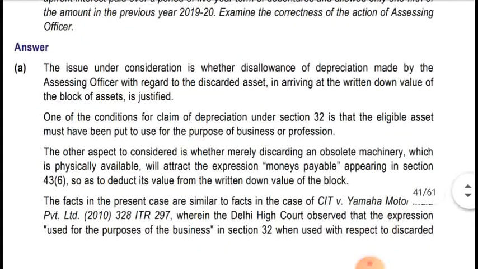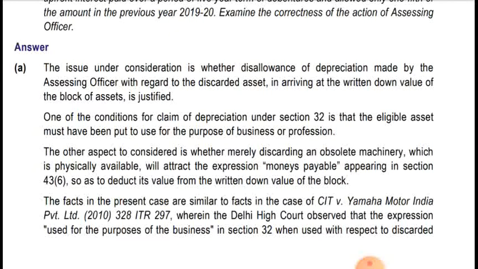The issue under consideration is whether disallowance of depreciation made by the assessing officer with regard to the discarded asset in arriving at the written down value of the block of assets is justified. No, it is not justified. One of the conditions for claiming depreciation under section 32 is that the eligible assets must have been put to use for the purpose of business or profession. So it was used for the purpose of business and profession.